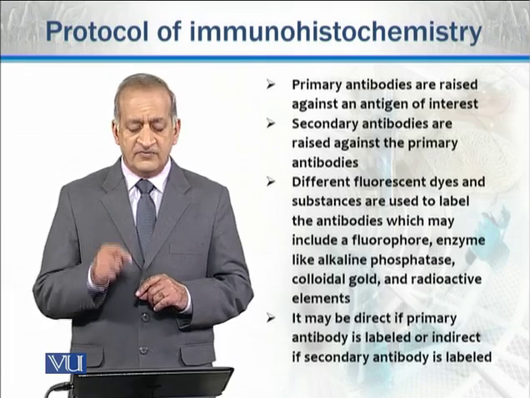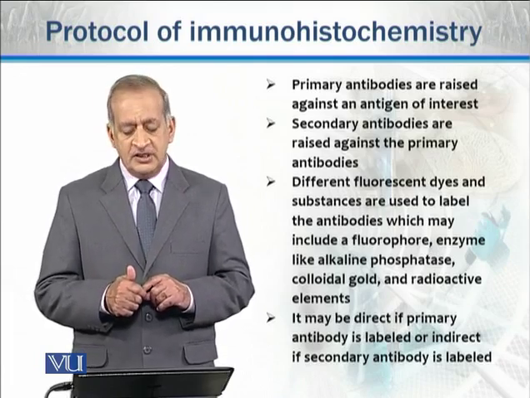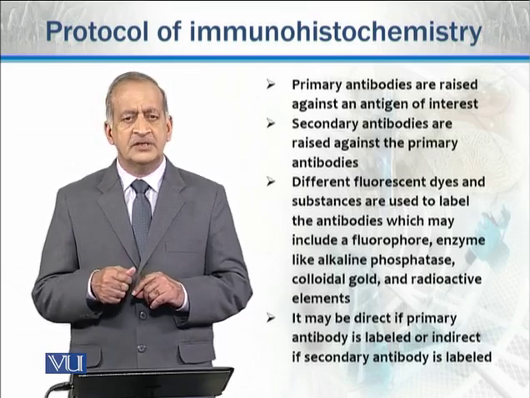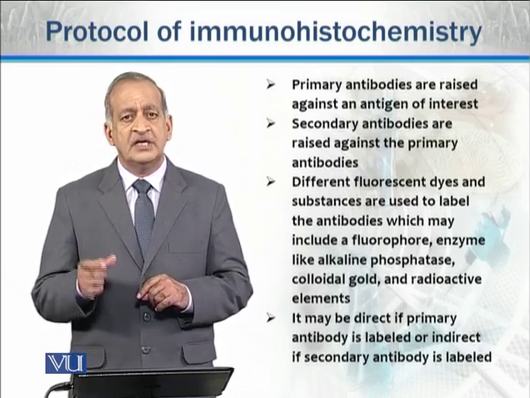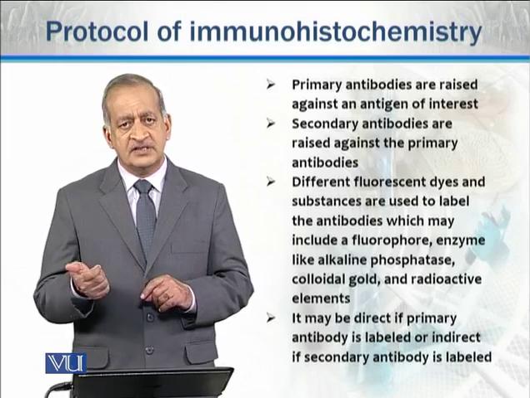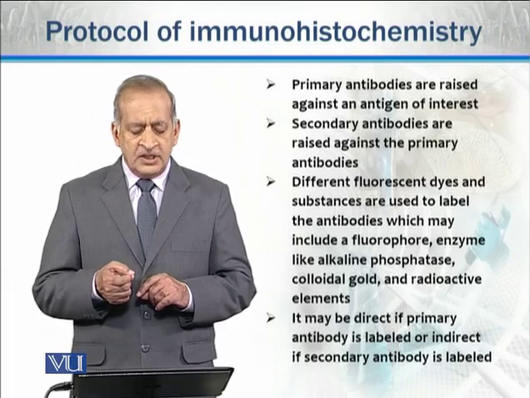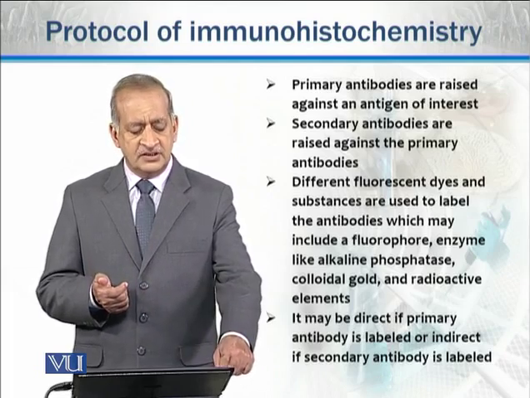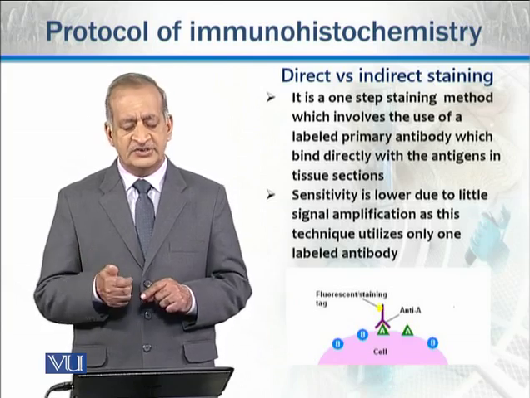Different fluorescent dyes and substances are used to label the antibodies, which may include a fluorophore. It may also include some enzyme like alkaline phosphatase. It may also include colloidal gold. It may also even include radioactive elements. The purpose is that by different methods we can visualize our molecules and locate them within the tissues and cells. This staining, as we have discussed, may be direct or indirect, and this we will discuss in the coming slides. So now, direct versus indirect staining.